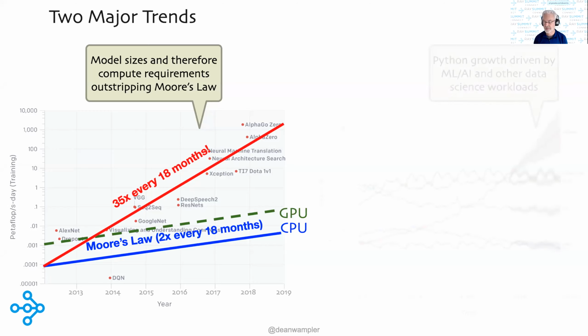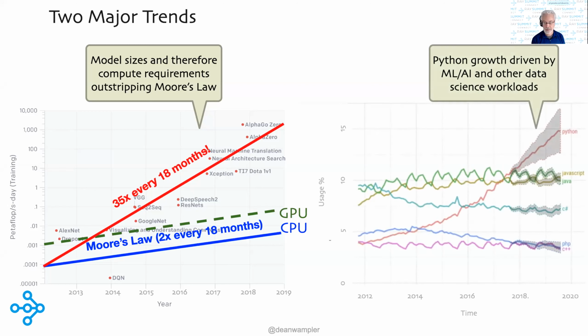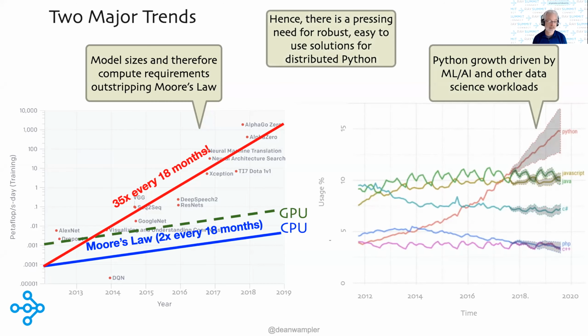accomplish this. And at the same time, over the last decade or so, we've seen a tremendous increase in use of Python, mostly driven by these sort of data science workloads. And so we have this real need to then make it easy for people to scale Python to clusters in a relatively easy to use, but also robust fashion. So that's really the motivation for Ray. It tries to solve this problem.